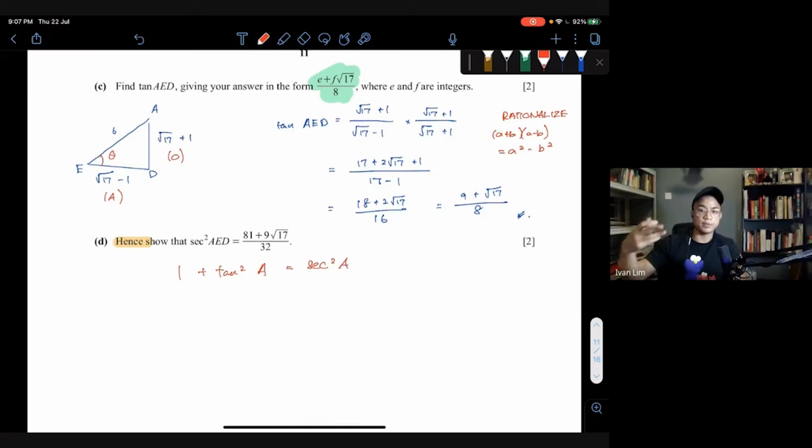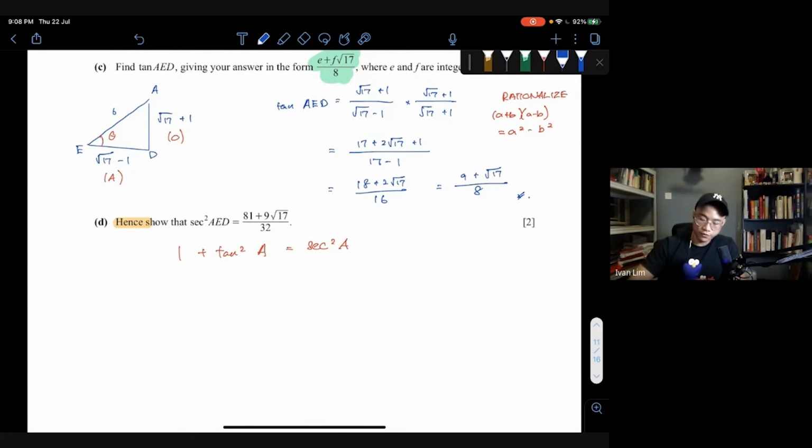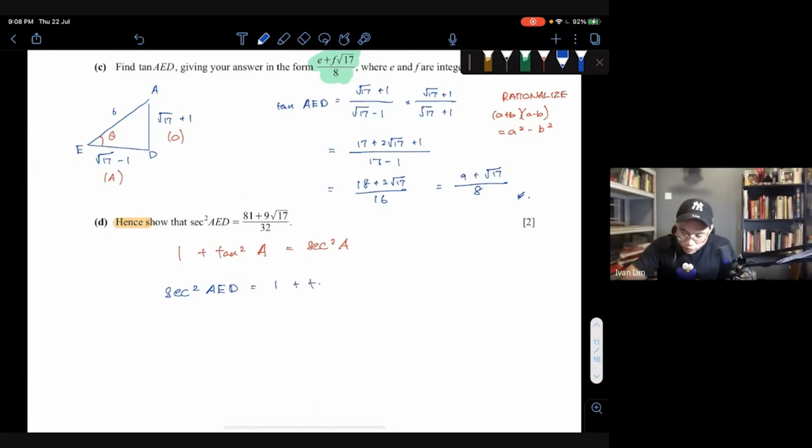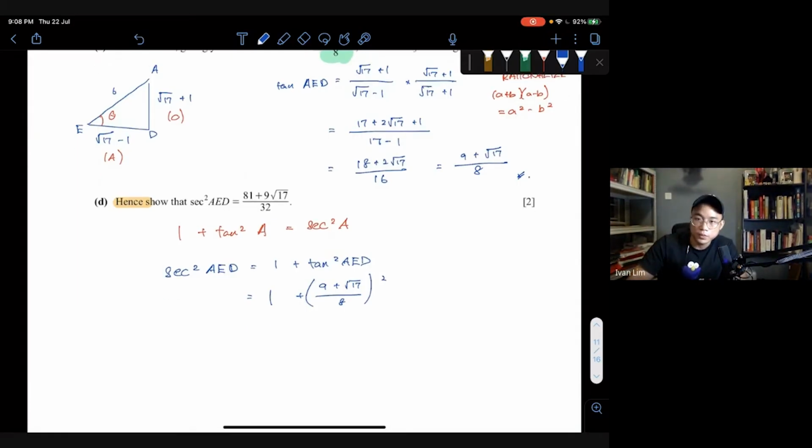You all need to get familiar with this kind of question. You will see this type of question repeating. So let's use this law: secant squared AED is equal to 1 plus tangent squared AED. What did we find just now? Tangent AED was 9 plus root 17 over 8. Then we square the whole thing.